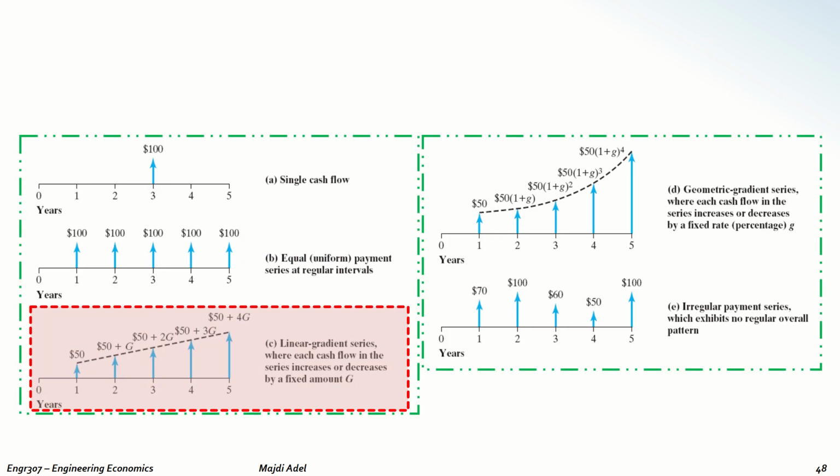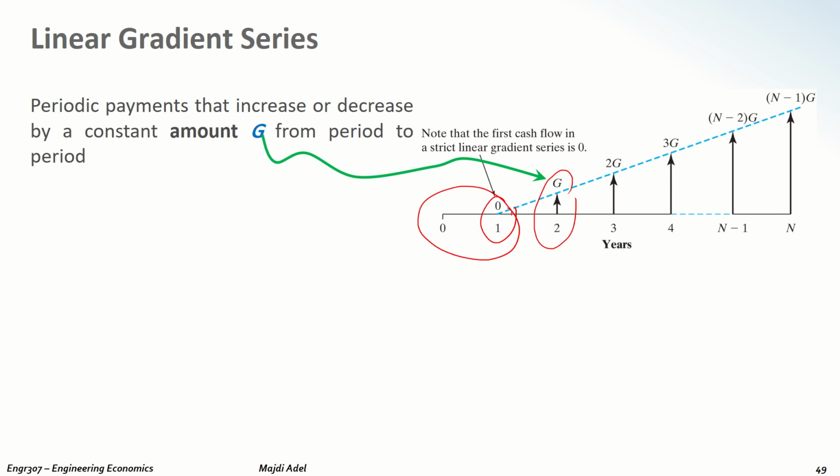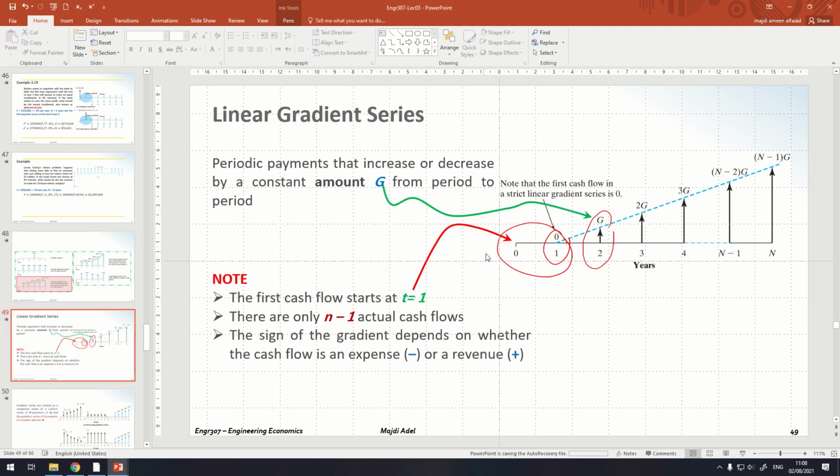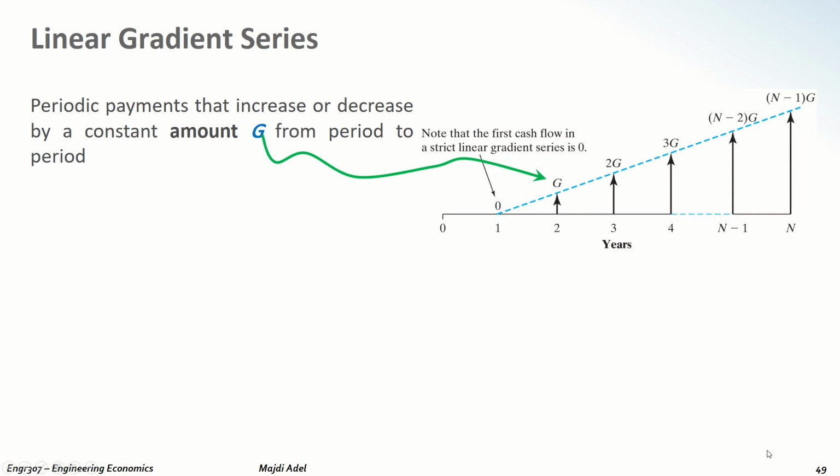Now we come to the third type of cash flows, which is the linear gradient cash flow. The linear gradient cash flow is that the amount is increasing or decreasing by a constant amount, and we give it the symbol G.